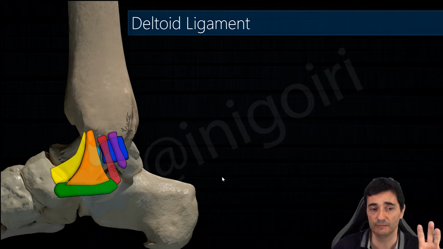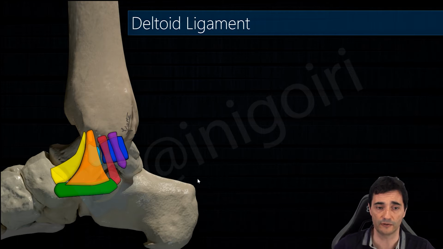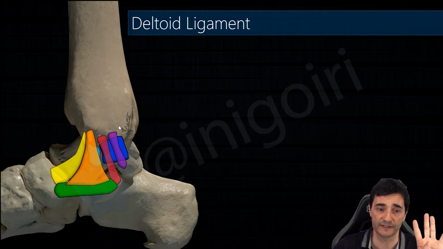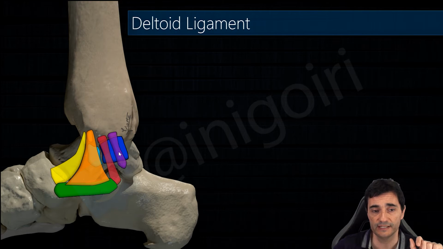We will start with the deep layer from posterior to anterior, and we will find the posterior tibiotalar ligament and the anterior tibiotalar ligament in blue. And the superficial layer has four components. The most posterior is the superficial component of the posterior tibiotalar ligament. If we continue anteriorly, the tibiocalcaneal ligament, the tibiospring ligament, and the calcaneonavicular ligament.